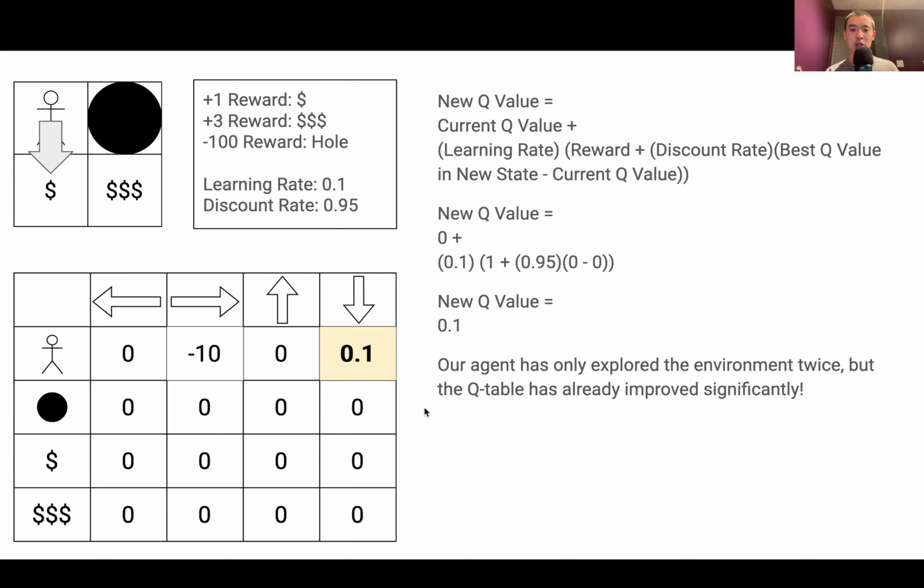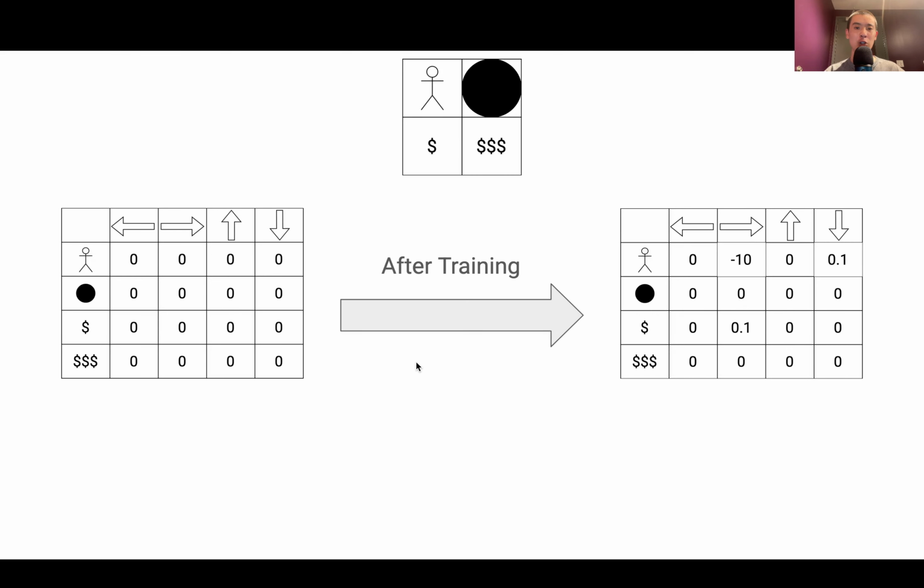Our agent has only explored the environment twice, but the Q table has already improved significantly. Now when our stick figure is in the upper left-hand corner, it knows, okay, going to the right is really, really bad, negative 10. Going left or up, it seems okay. There are zeros. If we go down, we get 0.1, which is better than zeros. So before training, the Q table is all zeros, and then after training, it gets filled up with some useful numbers. So yeah, before training, the Q table is not useful.